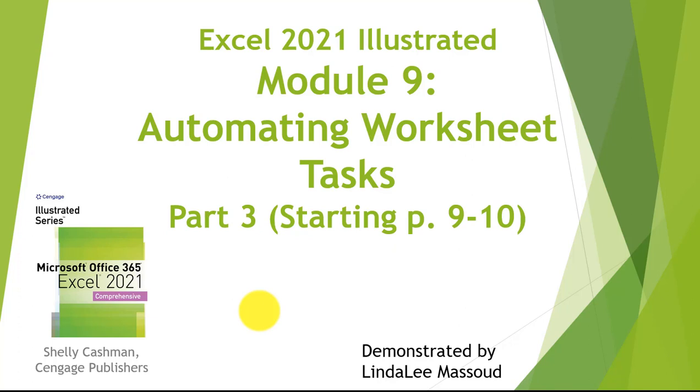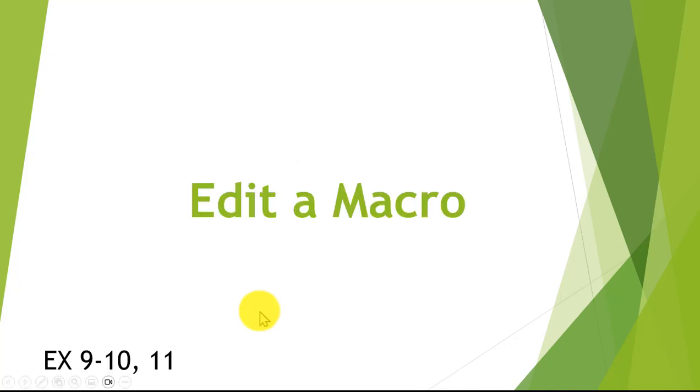Module 9, Automating Worksheet Tasks, Part 3, starting on page 9-10. Let's pretend that when we made our macro, we did a little boo-boo. We clicked somewhere else by mistake. And so what we're going to do now is edit the macro.